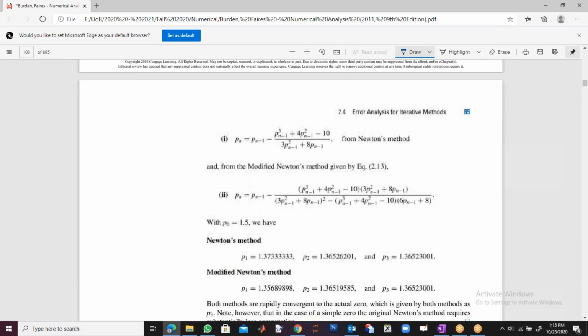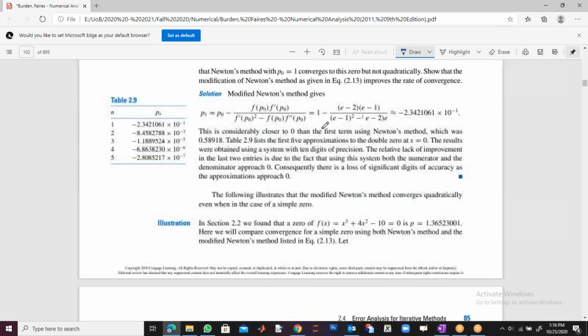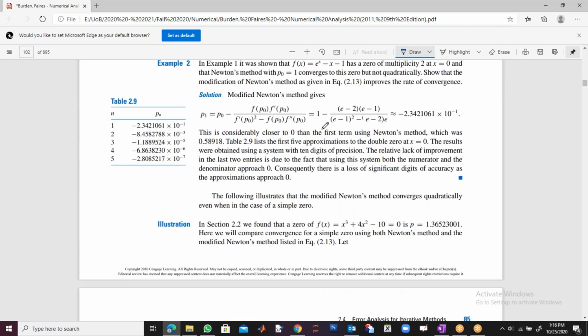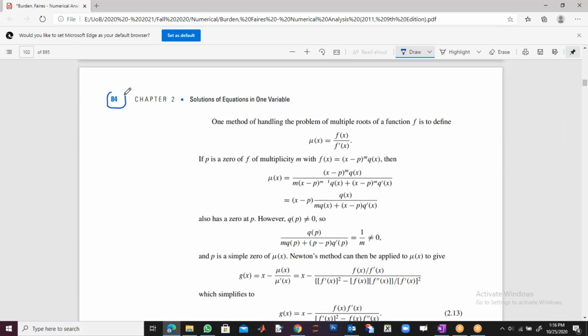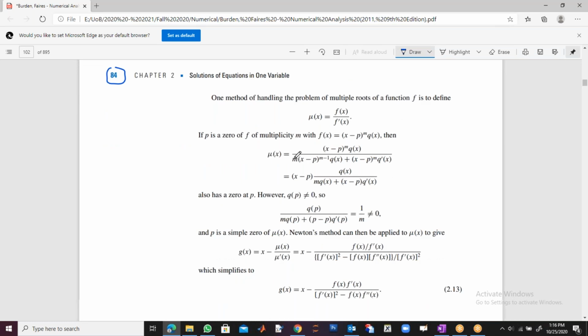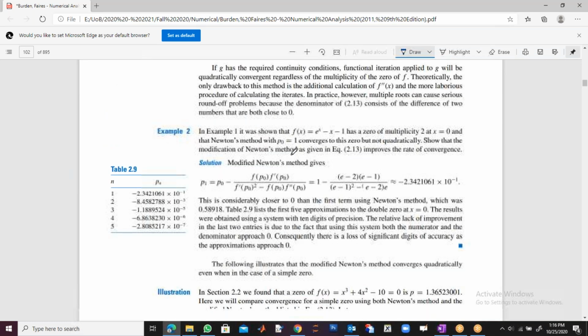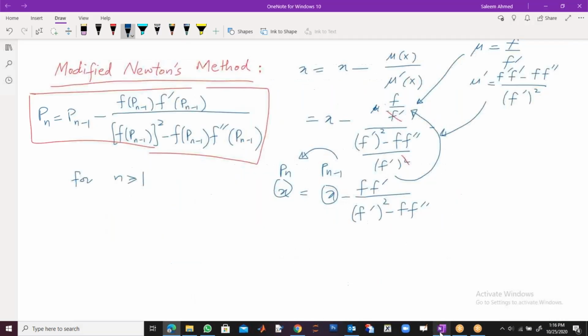Let me check where this was. This one, modified Newton's method. They used it here. Okay, this is the example. This is the example in the book on page 84. Okay, so on page 84 in the book, I will paste this here in my OneNote file, and I will upload these notes on Moodle as well. Okay. So right now I'm telling you from here.